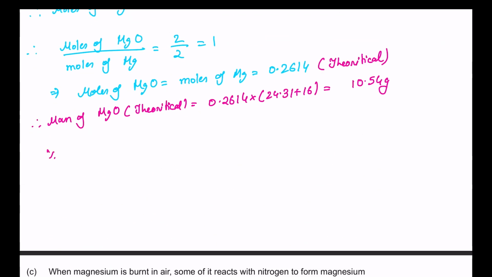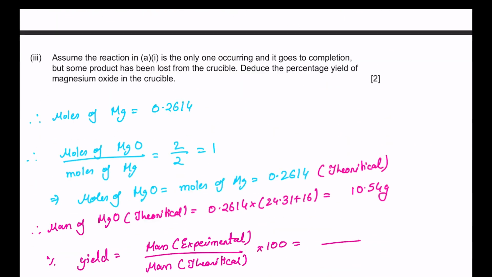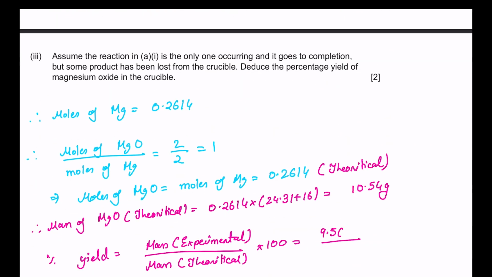So percentage yield will be the experimental mass divided by the theoretical mass times 100. And we have to multiply it by 100, obviously, because it's a percentage, right? So what's the experimental mass again? It's 9.569. So 9.569 divided by 10.54 times 100. If I simplify this, you'll get 90.79%, which is the answer to this question. That is the percentage yield of magnesium oxide in this reaction, or in this experiment, I would say.